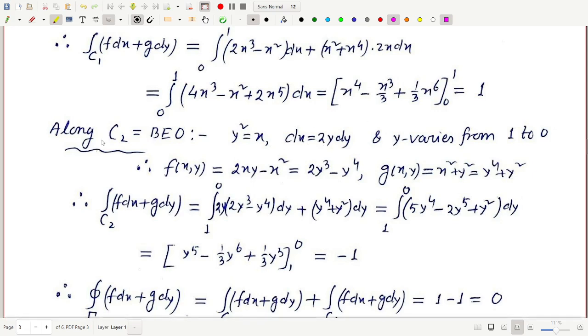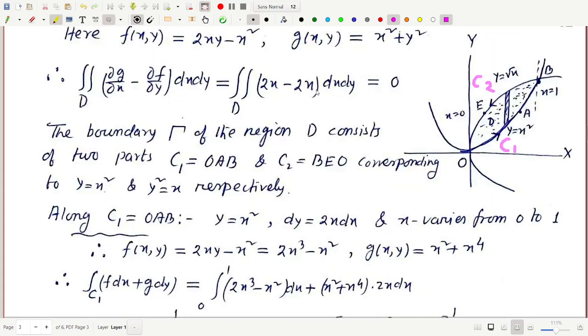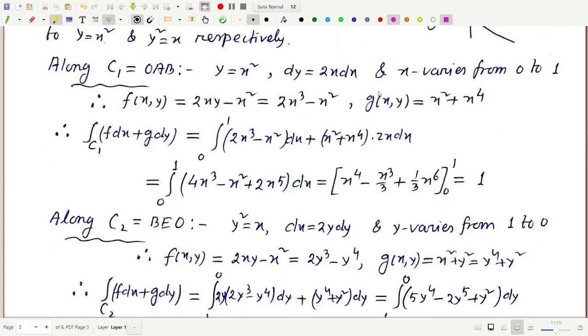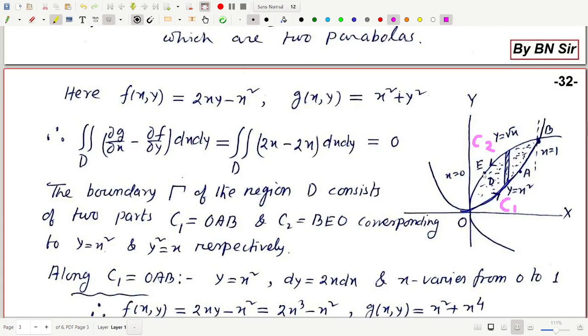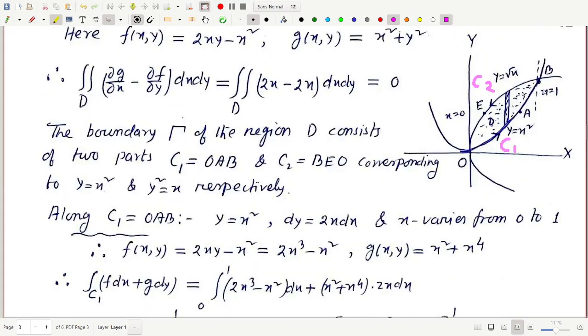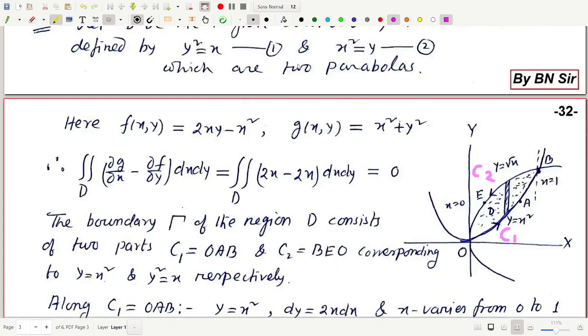Now the line integral along C2 we should get minus 1 so that the value becomes 0, because already we have got the double integral 0. So here along C2, means along BEO, along this parabola y square equal to x, so y equal to root x here, and x varies from 1 to 0 for the complete circuit. So along C2, BEO, y square is x, dx is twice y dy, and x varies from 1 to 0, y also varies from 1 to 0. When x equal to 1, for these two curves the point of intersection, y is also 1.